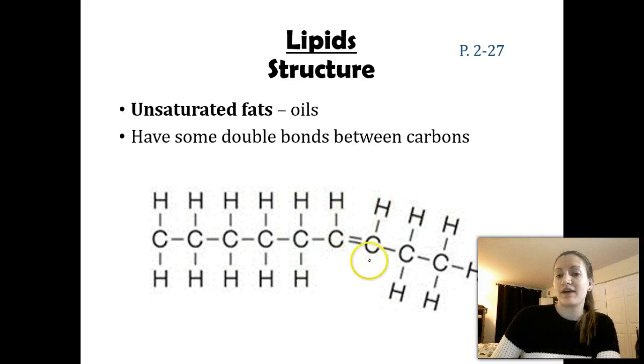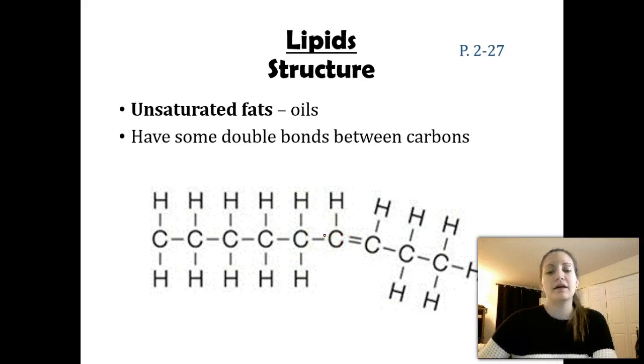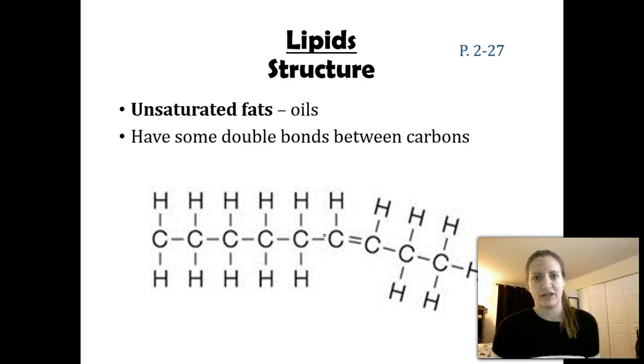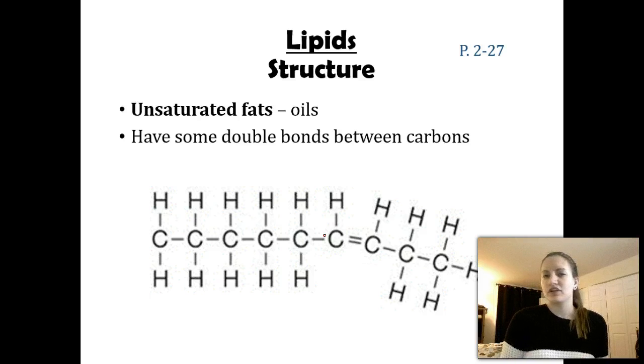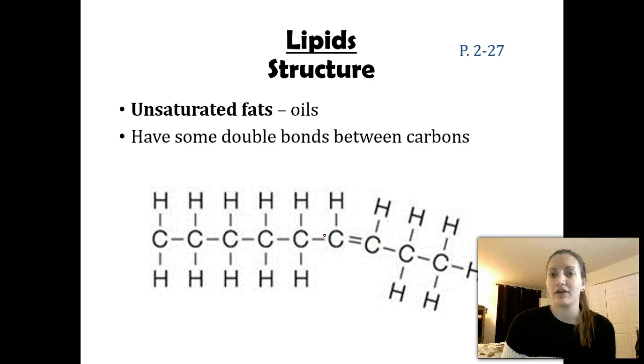Now, unsaturated fats could have one double bond, they could have 2 or 3 or 4 double bonds. The point is they have double bonds. It doesn't matter how many. If they have a double bond, that makes it an unsaturated fat. There's really no negative health repercussions of unsaturated fats. Sure, you shouldn't drink vegetable oil in a cup every day, but they're a lot healthier than, say, our saturated fats because they're not really linked to excessive cholesterol.